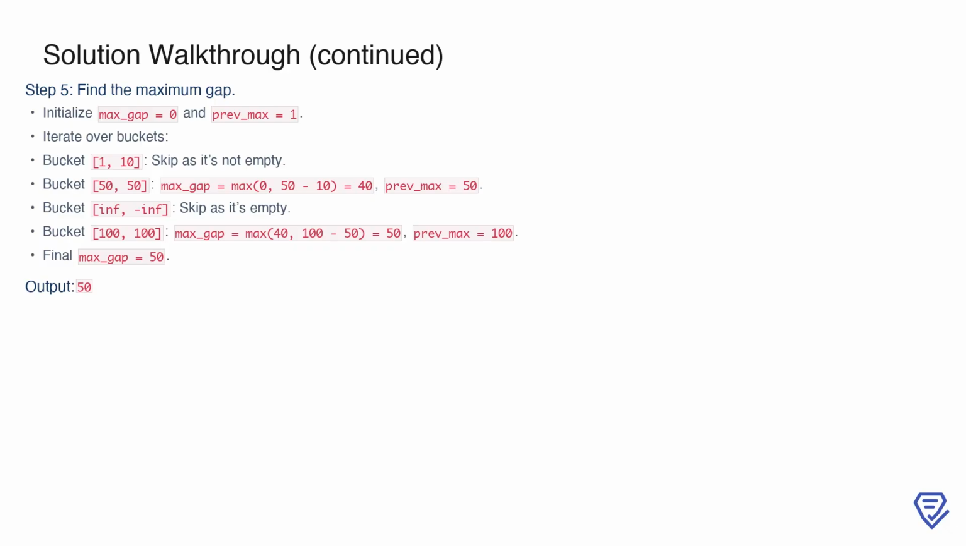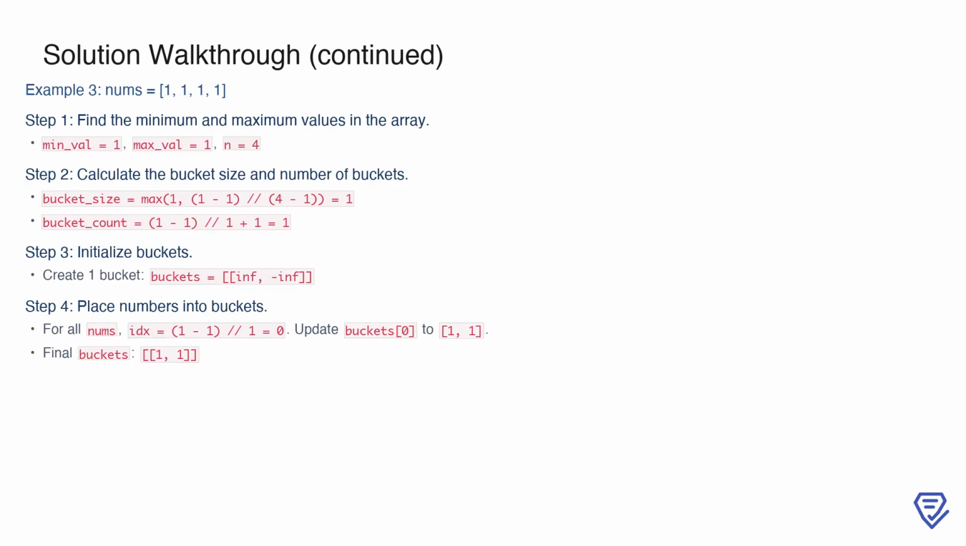Finally, the fourth bucket, [100, 100], gives a gap of 100 - 50 = 50, updating max_gap to 50, and prev_max is set to 100. After iterating through all buckets, the final maximum gap is found to be 50.